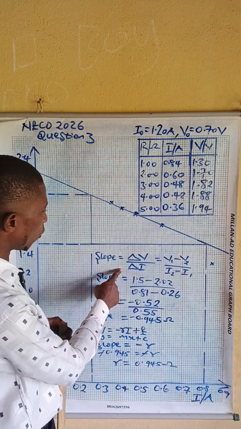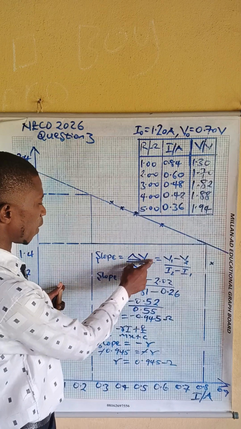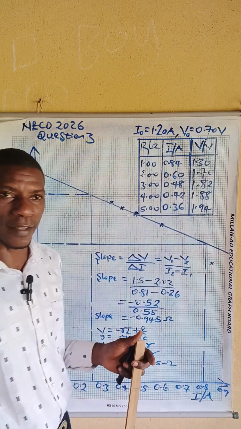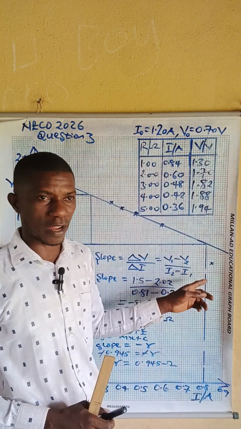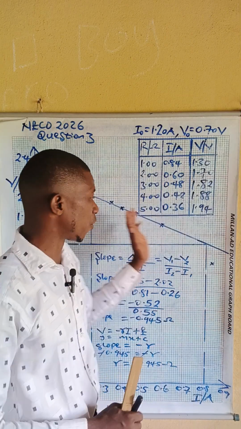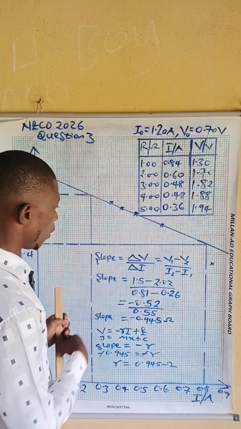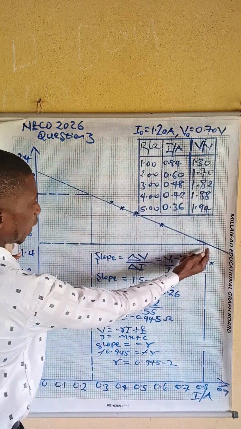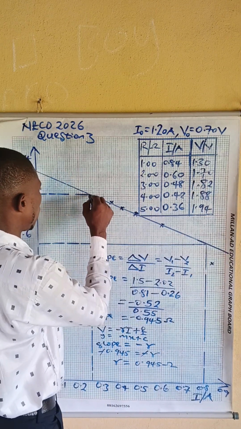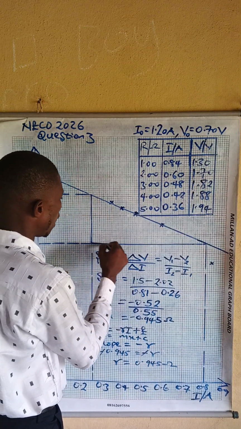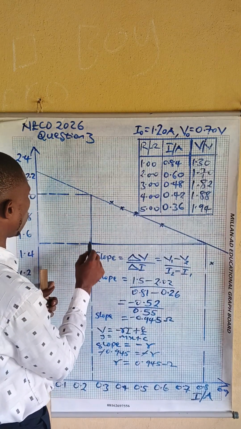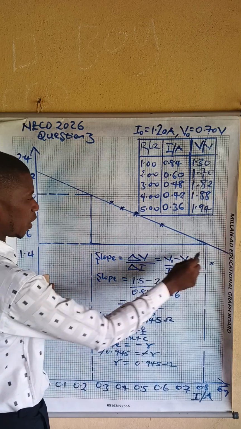So that's why I choose to write change in V, delta V over delta I, that is V1 minus V2. Some may ask, why can't you say V2 minus V1? I said V1 minus V2 because of the shape of the graph. It's going to be a negative value. This is my slope. Make sure that you take a large triangle for your slope. I move to this point. That is the triangle. Now I put a dotted line down to this place.